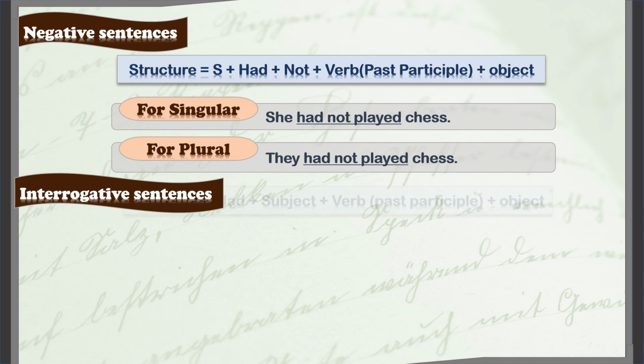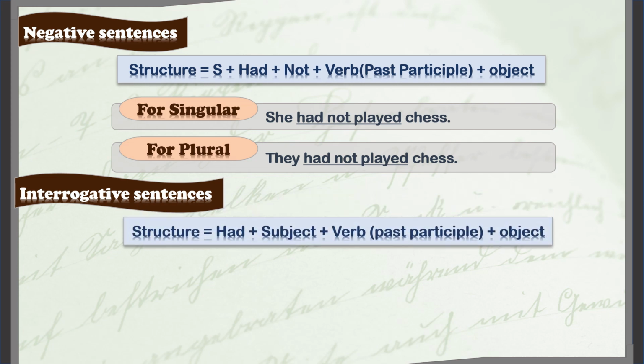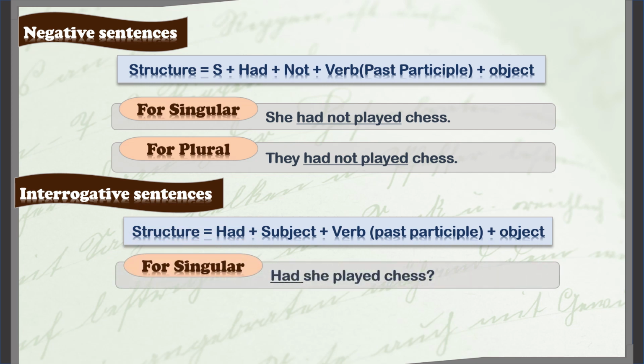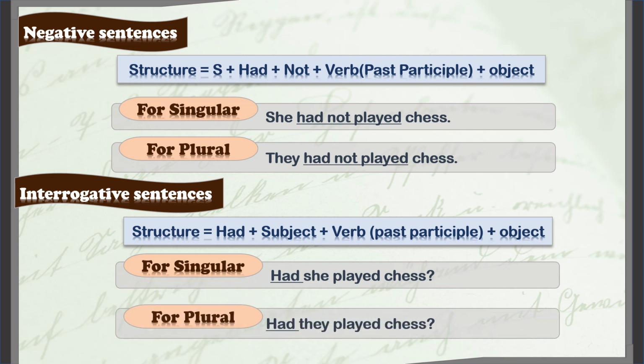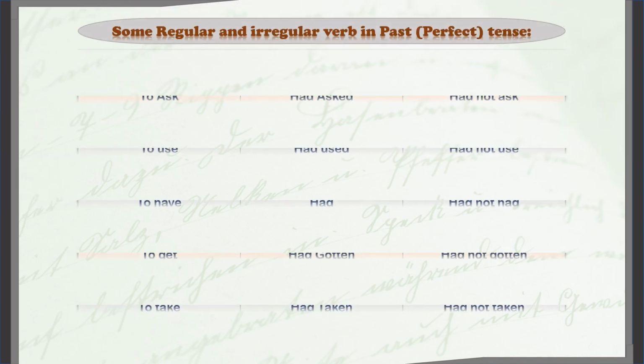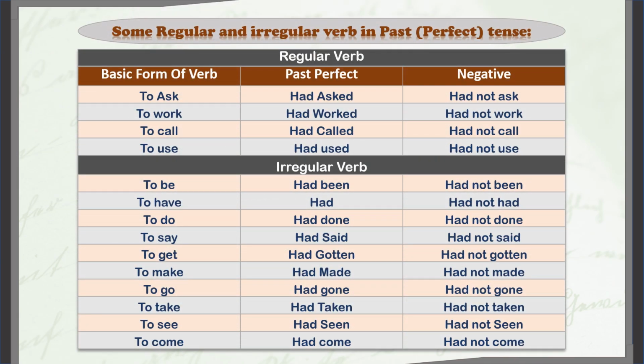For interrogative sentence, the structure is had plus subject plus verb plus object. Example for singular, had she played chess? Example for plural, had they played chess? Please go through the table on your screen which is showing you common regular and irregular verbs and look at their conjugation in the past perfect tense for your better understanding.